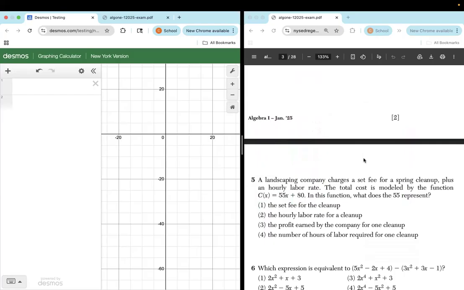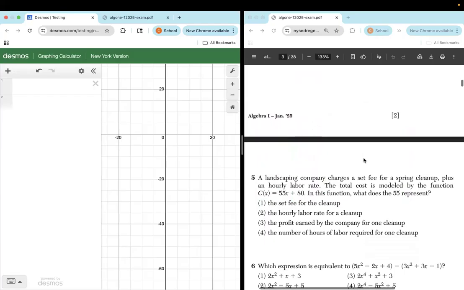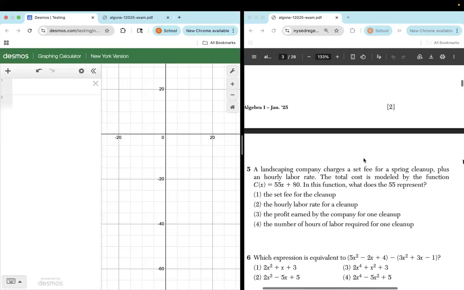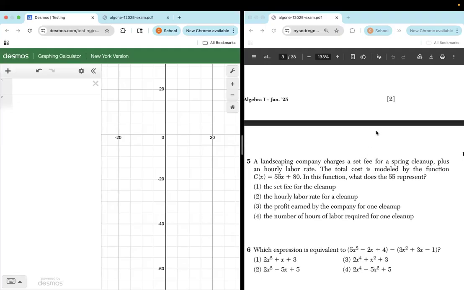Okay. Question 5. A landscaping company charges a set fee for a spring cleanup plus an hourly labor rate. The total cost is modeled by the function c of x equals 55x plus 80. In this function, what does the 55 represent? This is a common type of question where we have a linear function and they want to know what some part of it represents in the context.